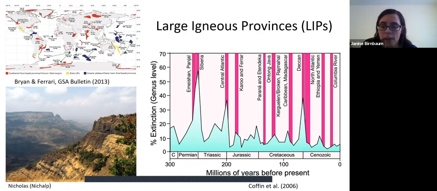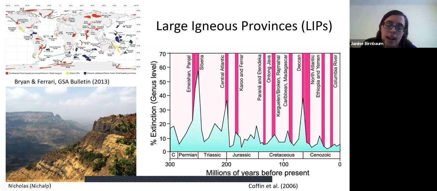On the right here, we have a plot showing on the x-axis millions of years before present. Here on the left would be 300 million years ago, so a long time ago, back in the Paleozoic. And then on the right, 0 would be now, right? Most of this is the Mesozoic, the time of the dinosaurs, in the Triassic, Jurassic, and Cretaceous. And on the y-axis, we have the percent extinction. This is how many genera went extinct during a given time period. What we see, these big spikes, are what we call mass extinction events.